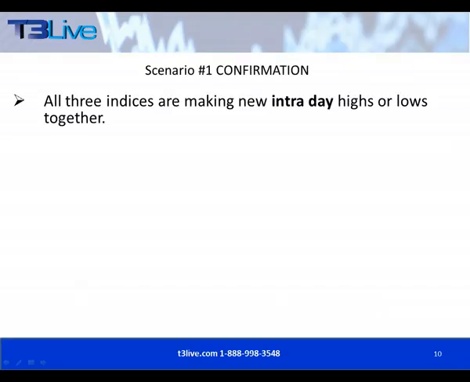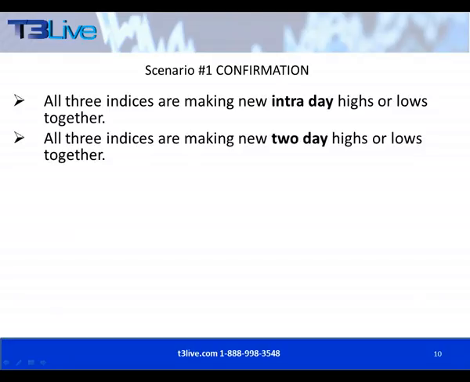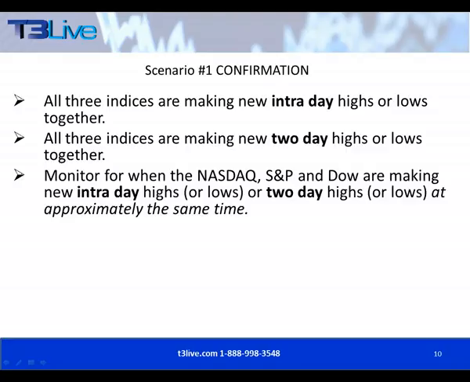All right, so here's what we do at those levels. Number one, all three indices are making new intraday highs or lows together. Number two, as we said already, they're making new 2-day highs or lows at the same time. So what do we do about that? You're going to monitor it. NASDAQ, S&P, and the Dow. Again, keep it the same. If you're looking at futures, use futures.